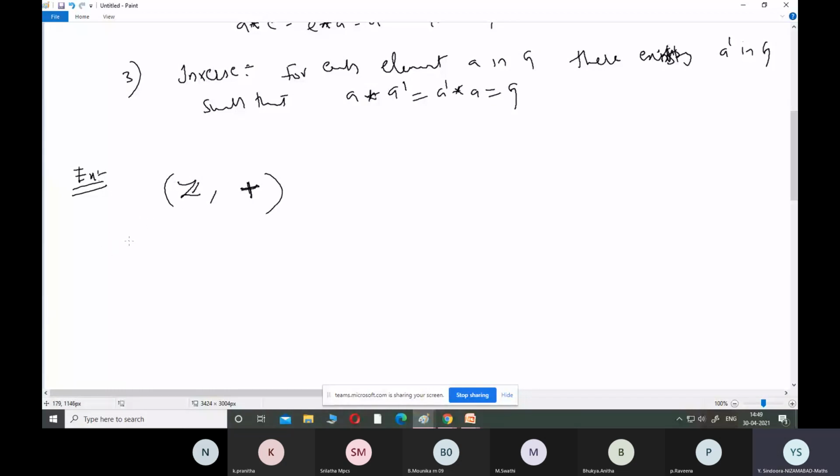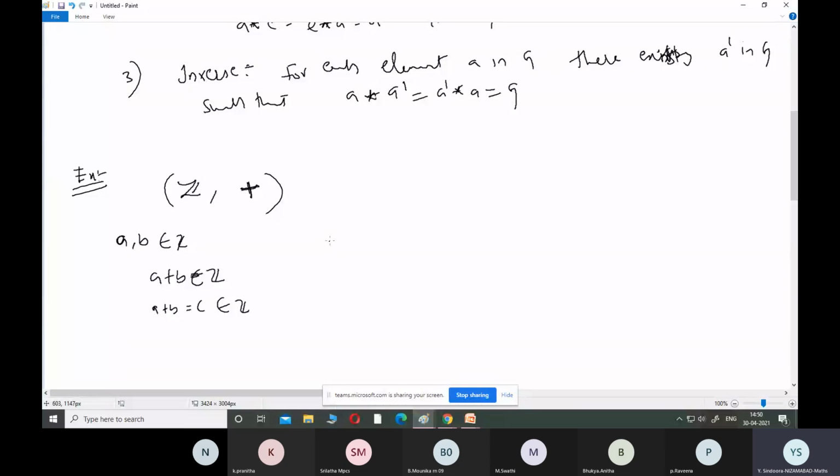You take any two elements a, b belonging to Z; again a plus b will belong to Z itself. That is why I am saying it is a binary operation. That is the binary operation definition, as you already know. When you take two elements a, b belonging to Z, the resulting element, some c, should belong to Z.